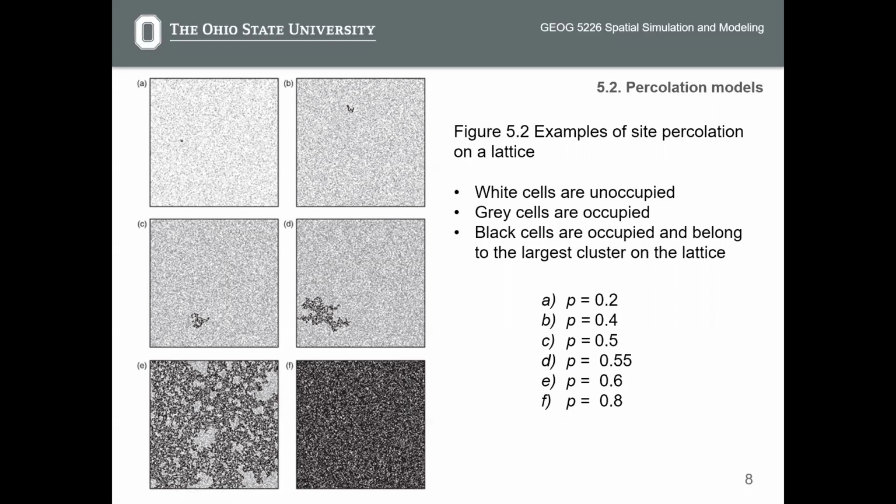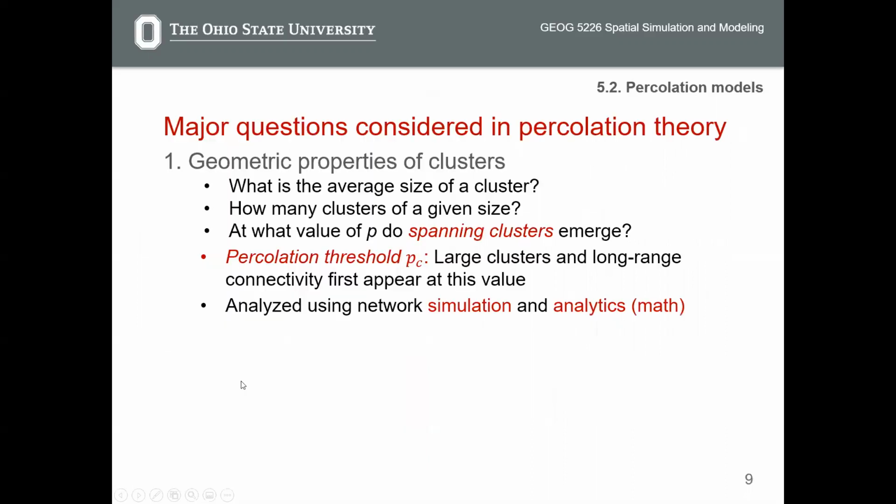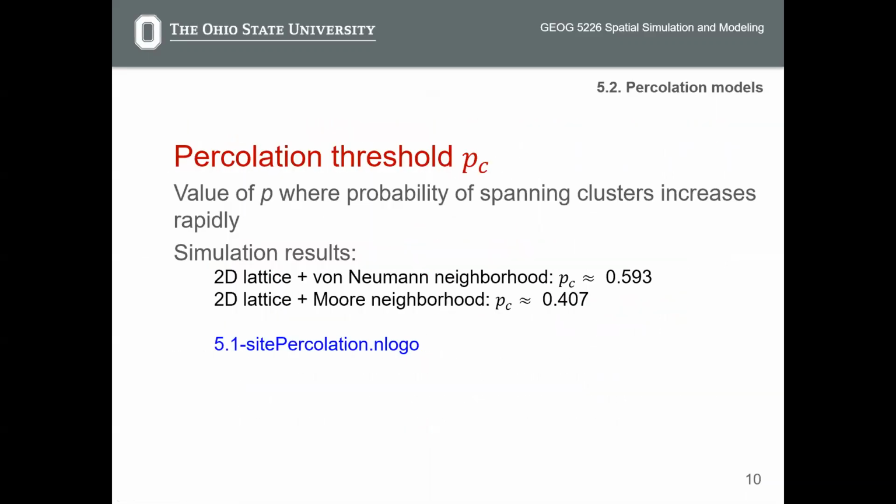But this difference is happening, what? Around that PC value, 0.59. So there is a huge change in terms of the size of the largest cluster. This is the largest cluster when your p-value is equal to 0.55. This is the largest cluster when your p-value is 0.6. Huge leap from D to E. Okay, so the PC value here is pretty important. It's like a baseline when we're talking about percolation.